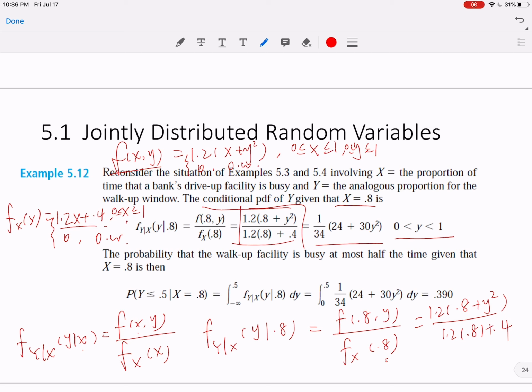All right, so once we got the joint, not joint, what I'm talking about is the conditional PDF of y given x is 0.8. Let's take a look at how to find the probability over here.